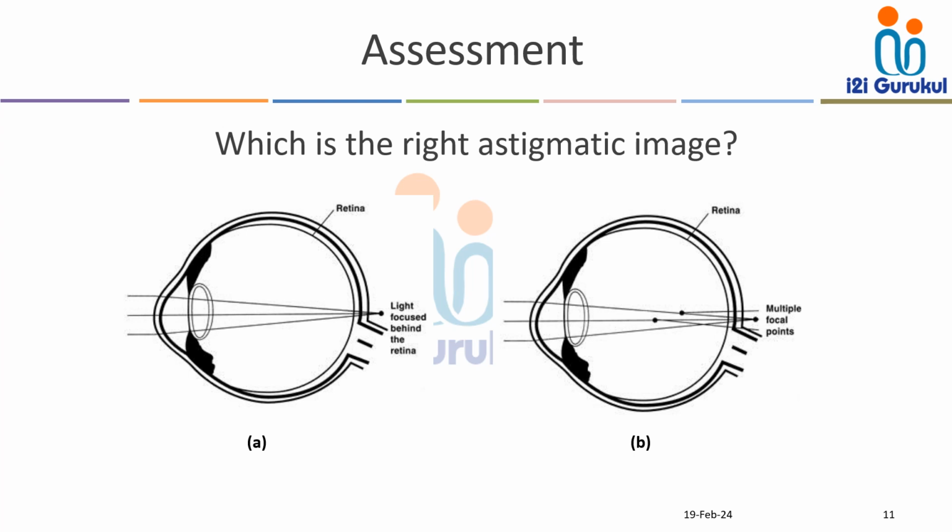Here in the second image, you can see the light rays, two in front of the retina, one behind the retina. These are the multifocal points formed in the posterior segment. So the condition is called multiple focal points, meaning astigmatism.